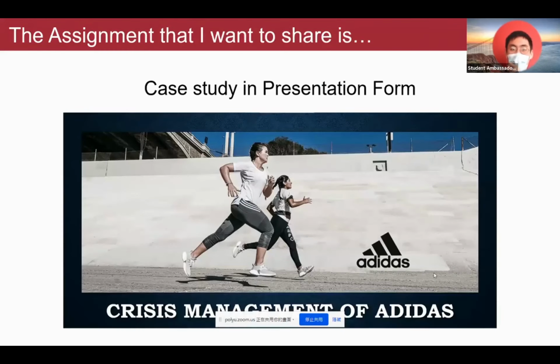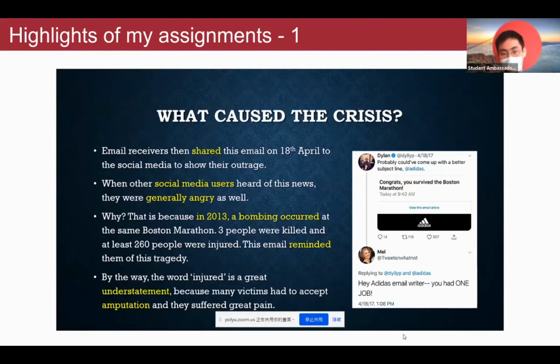So now to the main point of my presentation, which is my assignment. The assignment that I want to share today is my case study in presentation form. The topic is crisis management of Adidas. And then highlights of my assignment. So to introduce, it is about a PR crisis of Adidas, which they successfully averted later.